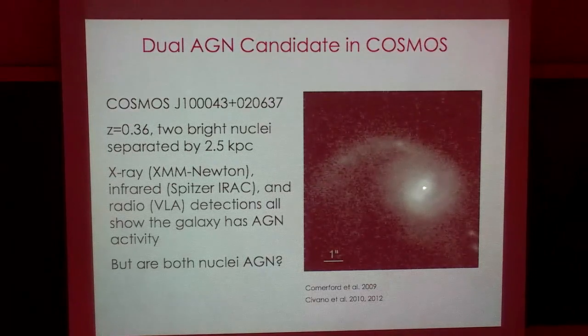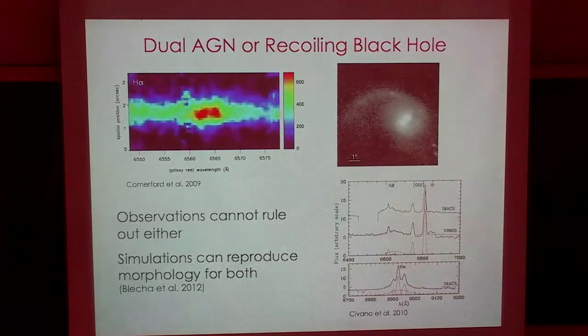It's also got these two bright nuclei in the center that are separated by half an arc second, or about 2.5 kiloparsecs. And because this is a COSMOS galaxy, we also have all this multi-wavelength data that comes along with it. So all the multi-wavelength data shows that this is an active galaxy, but none of it has the spatial resolution to show whether the AGN activity is coming from one or both of these cores. So this could be 2 AGN. We need follow-up observations.